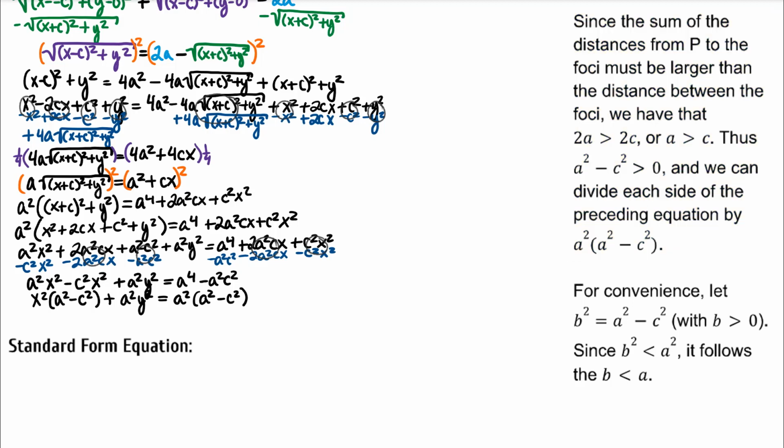Remember that in this case, a and c are constants, they're not variables, so it's okay for us to divide both sides by any constant.